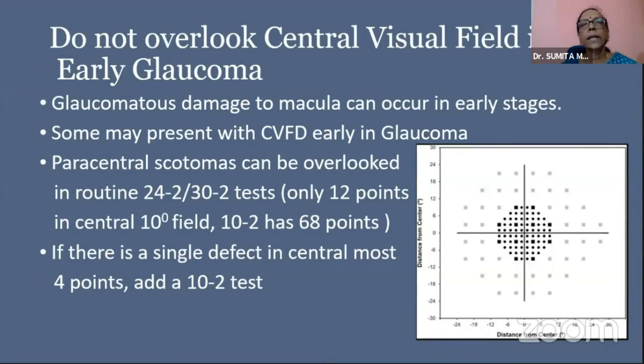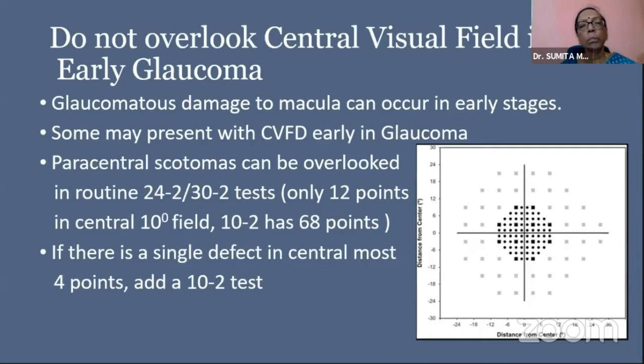So do not overlook the central visual field in early glaucoma, because traditionally it was thought that the central visual field was affected towards the end of glaucoma, and that glaucoma only affects the peripheral visual field at the beginning of the disease. Glaucomatous damage to the macula can occur early in glaucoma stages. Some may present with a central visual field defect early in glaucoma. But a paracentral scotoma can be overlooked if we do only the 24-2 or 30-2, because the central 10 degrees is very poorly represented by the 24-2. Only 12 points are there in the central 10 degree field.